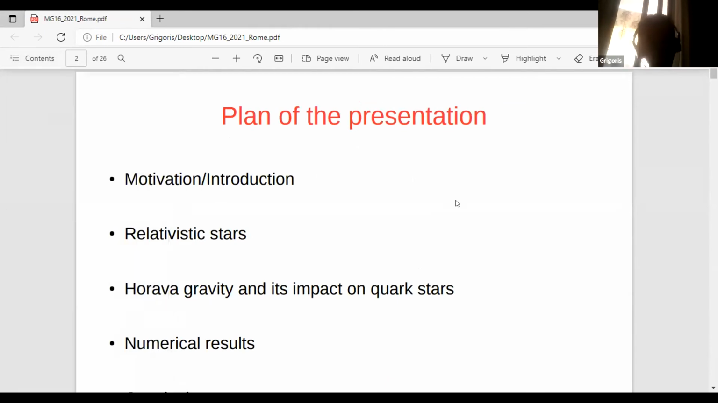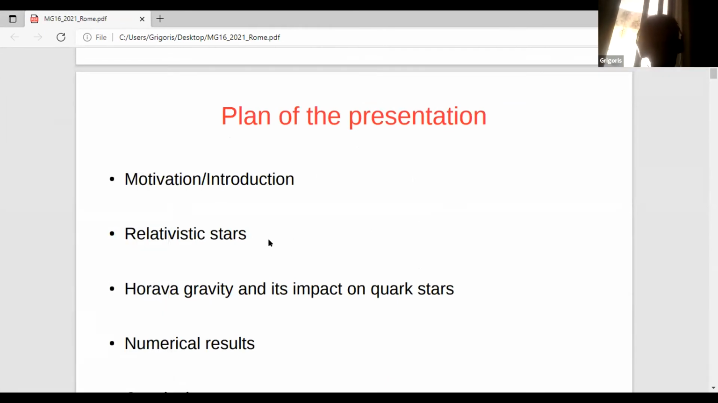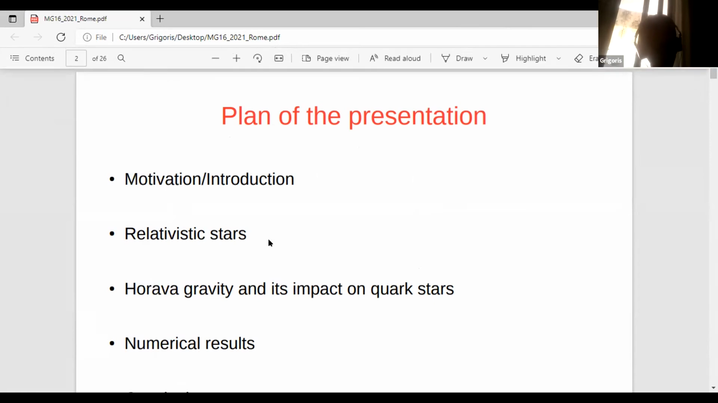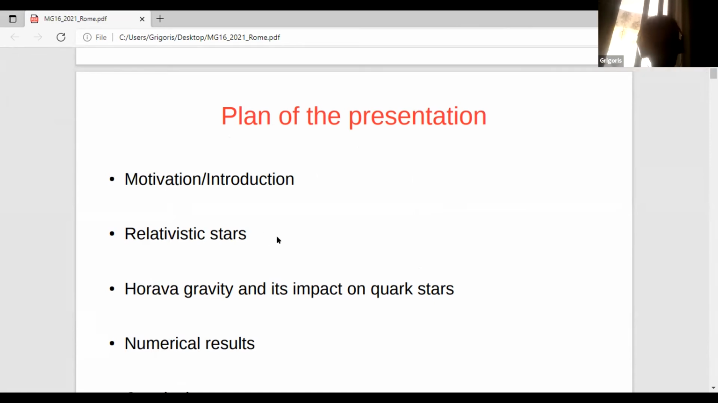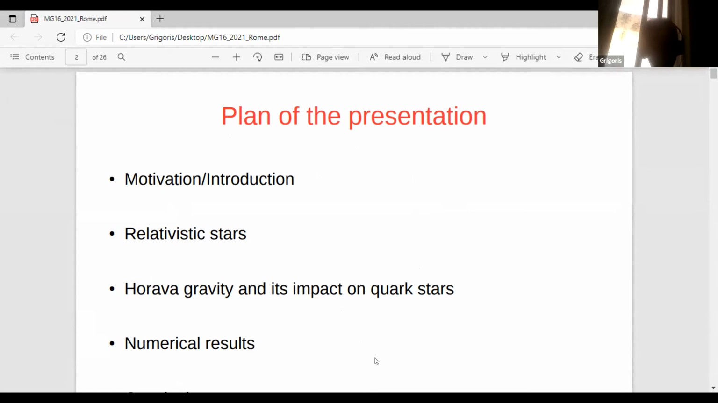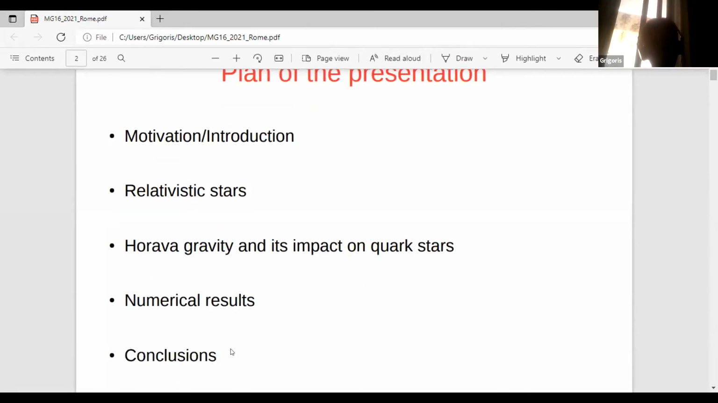So first I will try to motivate the work. Then I will briefly describe for you how to describe relativistic stars in general relativity. After that, I will discuss the implications of Horava gravity on strange quark stars. Then I'll present and discuss the numerical results. And finally, I will conclude.